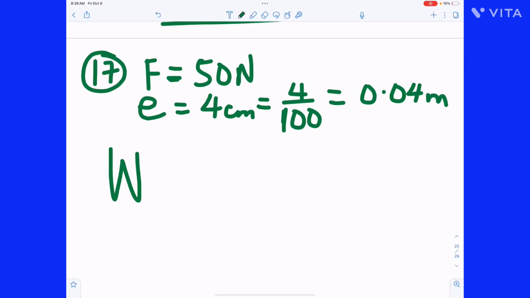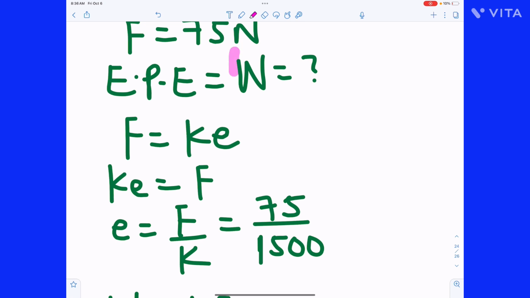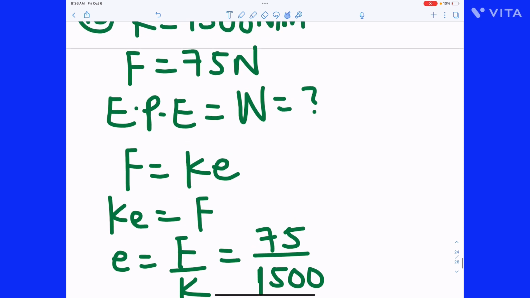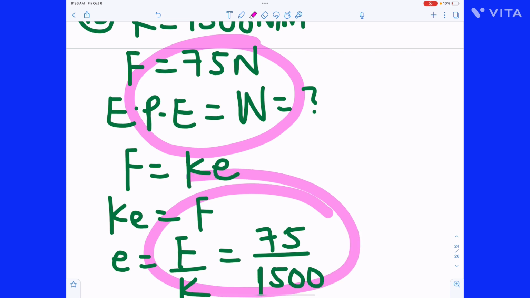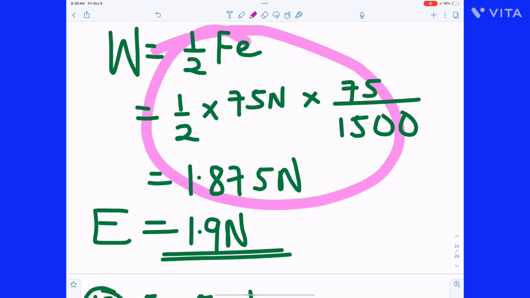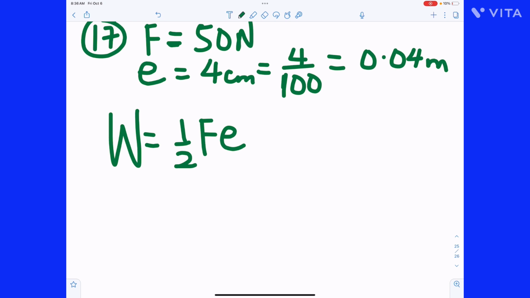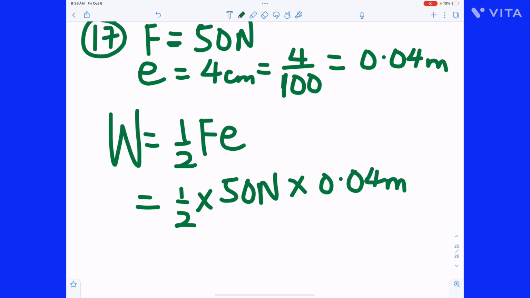Work done on the cord is average force times extension. So although it was said that the force is constant in this question, we were supposed to just find and use its average. So introducing our half was still fine. All right. So half F here will be equal to half times 50 newtons times 0.04 meters.